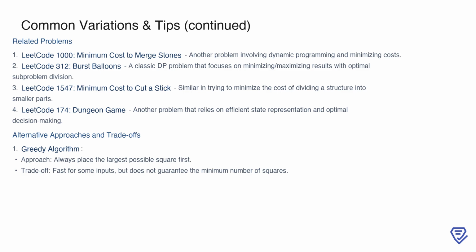When considering alternative approaches to this problem, one option is to use a greedy algorithm. This involves always placing the largest possible square first. While this approach is fast and efficient for some inputs, it doesn't guarantee the minimum number of squares. This trade-off makes it less reliable for cases where optimality is required.